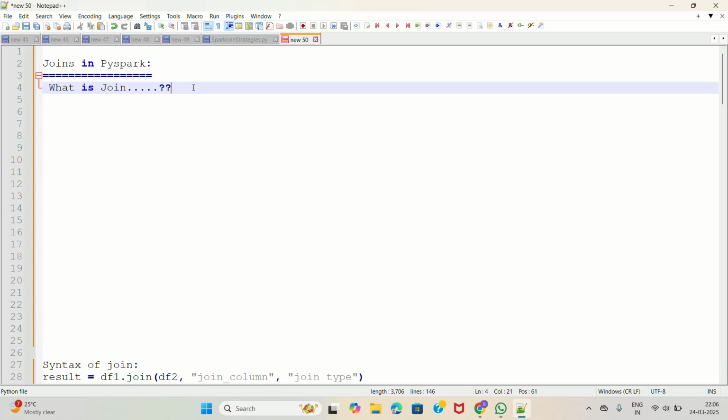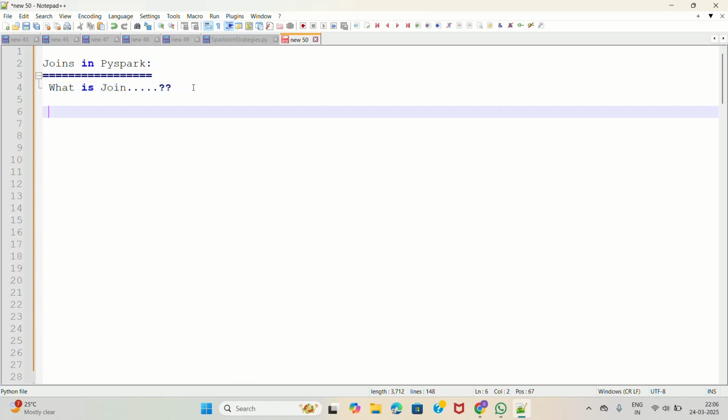It is commonly used in databases and data processing frameworks like Spark to retrieve data from multiple data sets. It is distributed across multiple resources. The key concept is that joins match a record in one data set with records in another data set based on a common value, usually a column name.